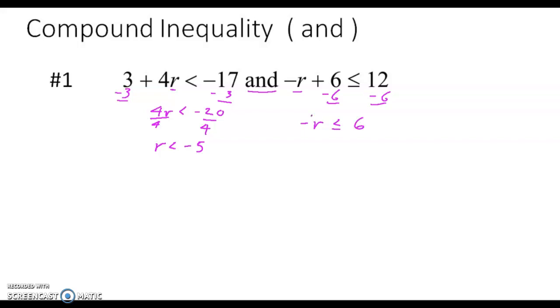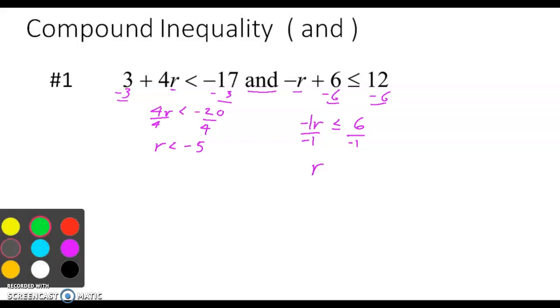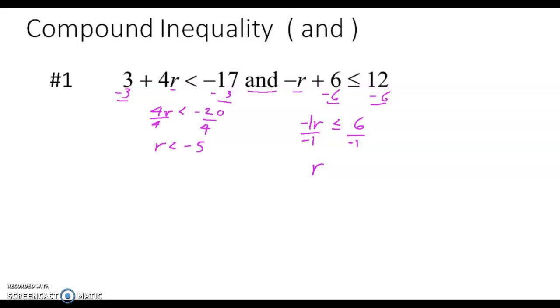I have a 1 in front of this r, and a negative 1 in fact. I need to move that to the other side. I need to undo it. It's currently multiplied, so I'm going to divide by negative 1. So dividing by negative 1, I have r, and I need to do something different here. Because I'm dividing by negative 1, that sign needs to get turned around. Go back to purple, and that means 6 divided by negative 1 is a negative 6. So it now reads r greater than or equal to negative 6.